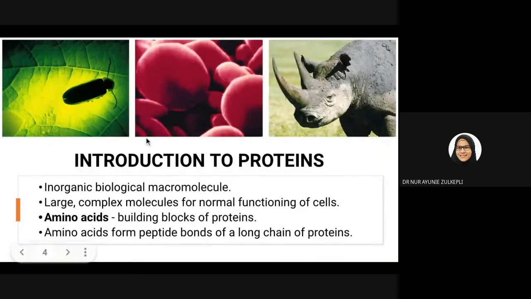Okay, so the first one, what is protein? Last week we learned about the macromolecules, right? There are different types of macromolecules: carbohydrates, protein, nucleic acid, lipids. Proteins are a type of biological macromolecule. Macro, because it is big. It's a large, complex molecule for normal functioning of cells. Its building block or basic unit is the amino acid, and amino acids form peptide bonds into long chains of proteins.